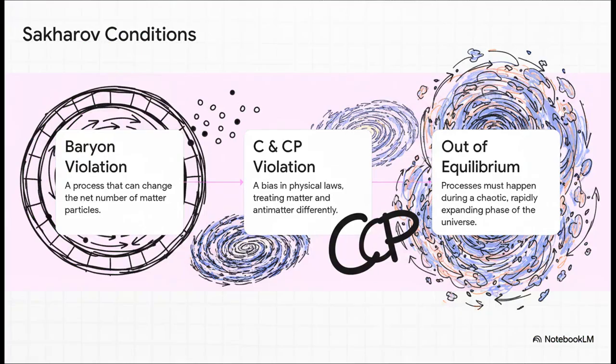And these are the famous Sakharov conditions. First, you need a way to actually create more matter than antimatter. That's called baryon number violation. Second, the laws of physics themselves have to be biased. They have to treat matter and antimatter just a little bit differently. That's C and CP violation. And third, this all needs to happen during the chaotic, rapidly expanding mess of the early universe, when things were out of thermal equilibrium. Any theory that wants to solve this mystery has to tick all 3 of these boxes.